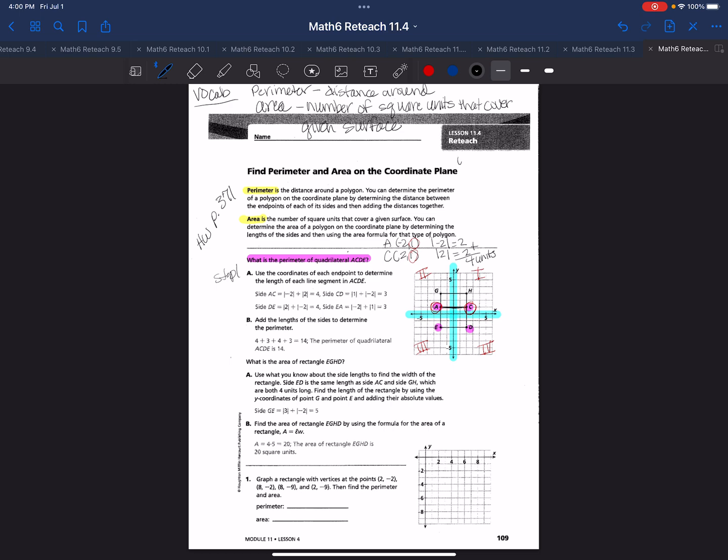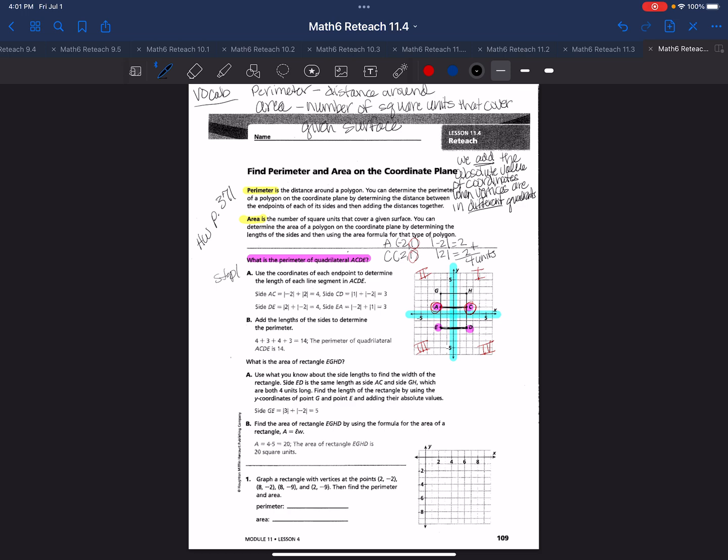So I want you to remember that we add the absolute value of coordinates when the vertices, or your endpoints, are in different quadrants. So these are in different quadrants, so I add them. So I know that that's 4 units across. So I know that this side length is 4 units and this side length is 4 units.